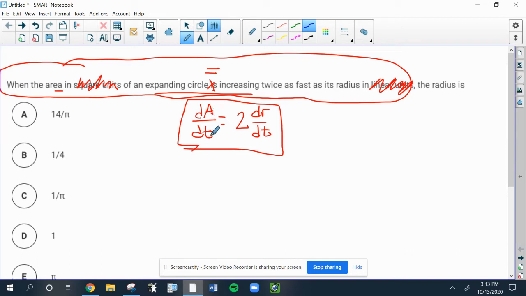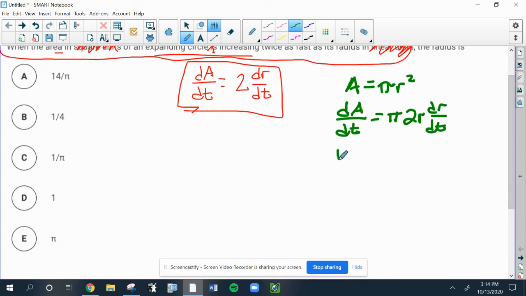So now that we have dA/dt and dr/dt, we have to make a related rates equation that involves those variables. Well, we're talking about area and we're talking about radius of a circle. And you could have started this question this way. Our normal equation that relates area and radius of a circle is area is pi r squared. So now we have to make this a related rates equation. So differentiate both sides with respect to t, as usual. Pi is a constant, so it's 2r dr/dt.